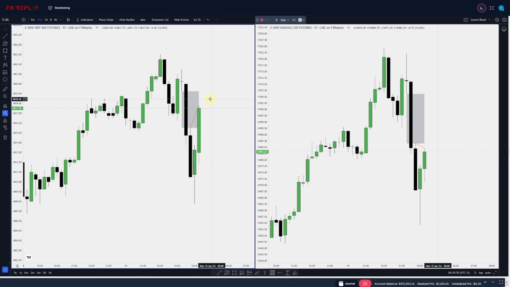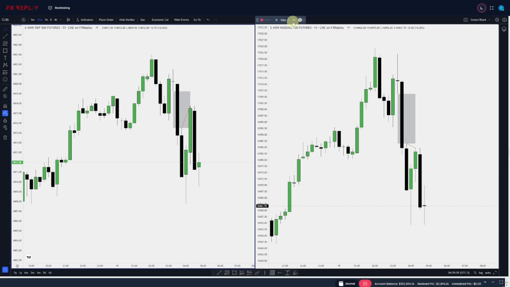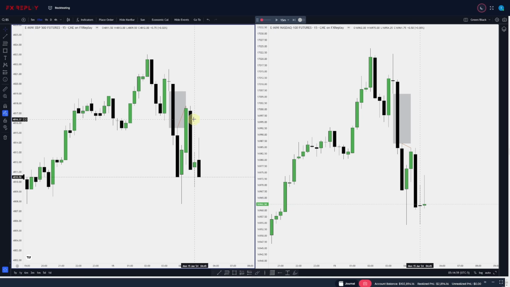If you understand internal range liquidity, you know this fair value gap is made up of a low right here and a high right here. So if price reaches back up into this fair value gap, it's reaching above this high here, while on NQ, it's not reaching above this high. So then, as we let it continue, we get a reaction to move lower. Now, let's drop down to a lower time frame so this makes more sense.